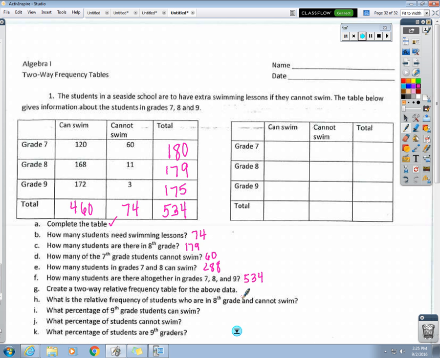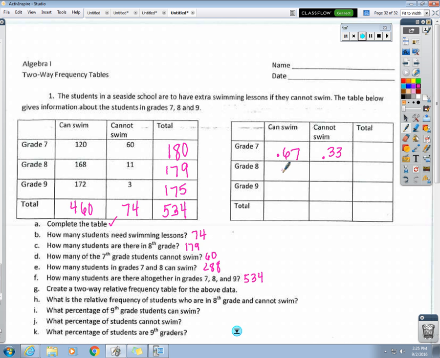Right. Okay, now what G wants us to do is a two-way relative frequency table, so the percentages. So first we want to look at what percentage of 7th graders can swim. So what are you going to divide here? 120 divided by 180, which is, so we'll round that to 0.67. What percentage of those 7th graders can't swim? Right, it just has to add up to 1, right?